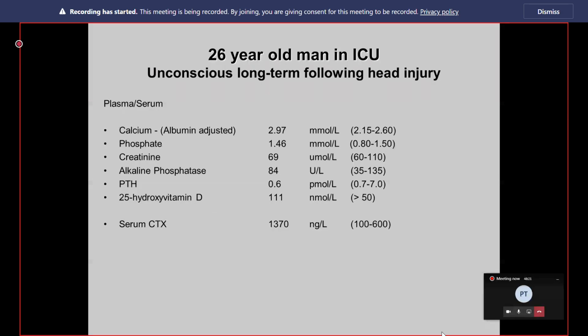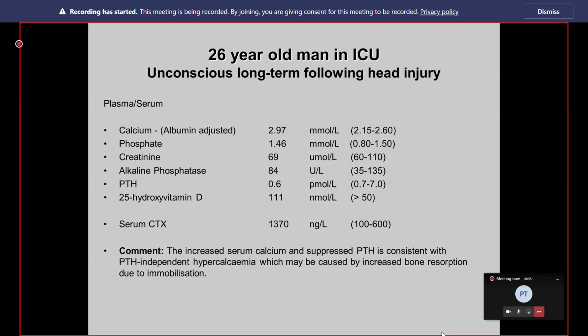Here's a young man in intensive care unit who was unconscious for quite a long time following head injury. And suddenly this patient developed hypercalcemia. PTH was suppressed. Vitamin D is normal. And we also measured serum CTX, which is a marker of bone resorption, and it's very high. This is a typical presentation of hypercalcemia of immobilization.